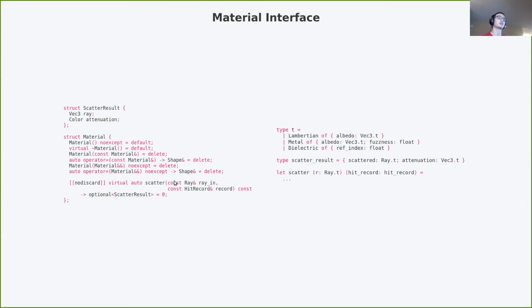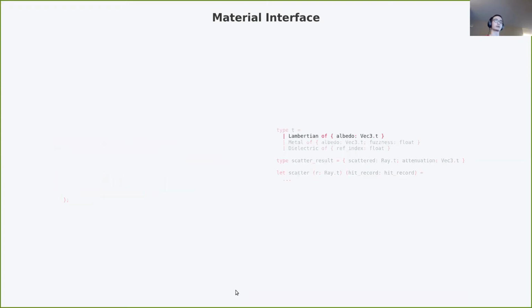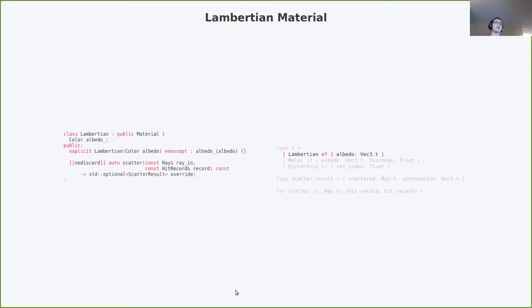A material only has one function, which is scatter. It scatters the input ray based on the property of the material and the hit record information we get at that particular point. I will only talk about one kind of material because it's the dumbest, so I don't need to go into a bunch of math.